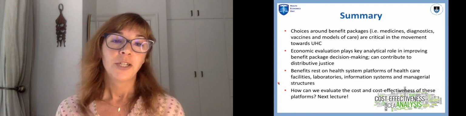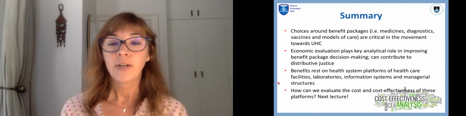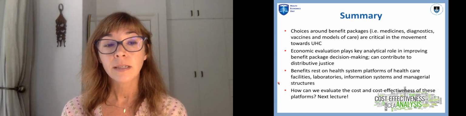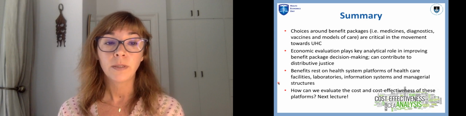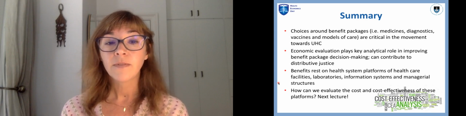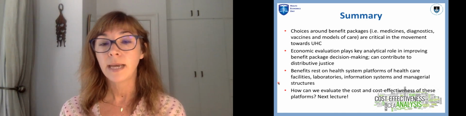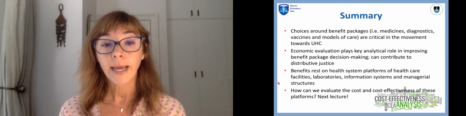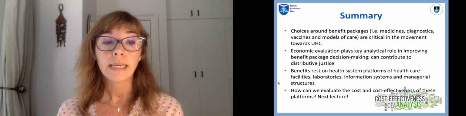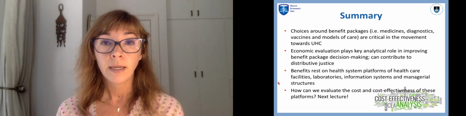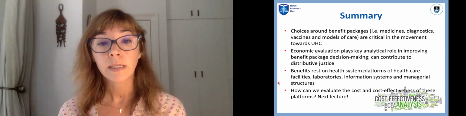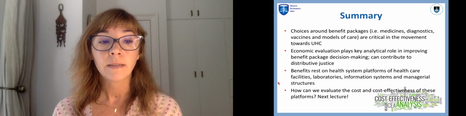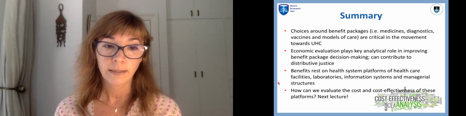So in summary, choices around benefit packages, including choices around medicines, diagnostics, vaccines, and models of care, are critical in the movement towards universal health coverage. Economic evaluation plays a really important analytical role in improving benefit package decision-making, and ultimately it can contribute to improved equity for your health system. It can help you to move closer towards universal health coverage. And those two notions are basically fundamental to this idea of distributive justice.